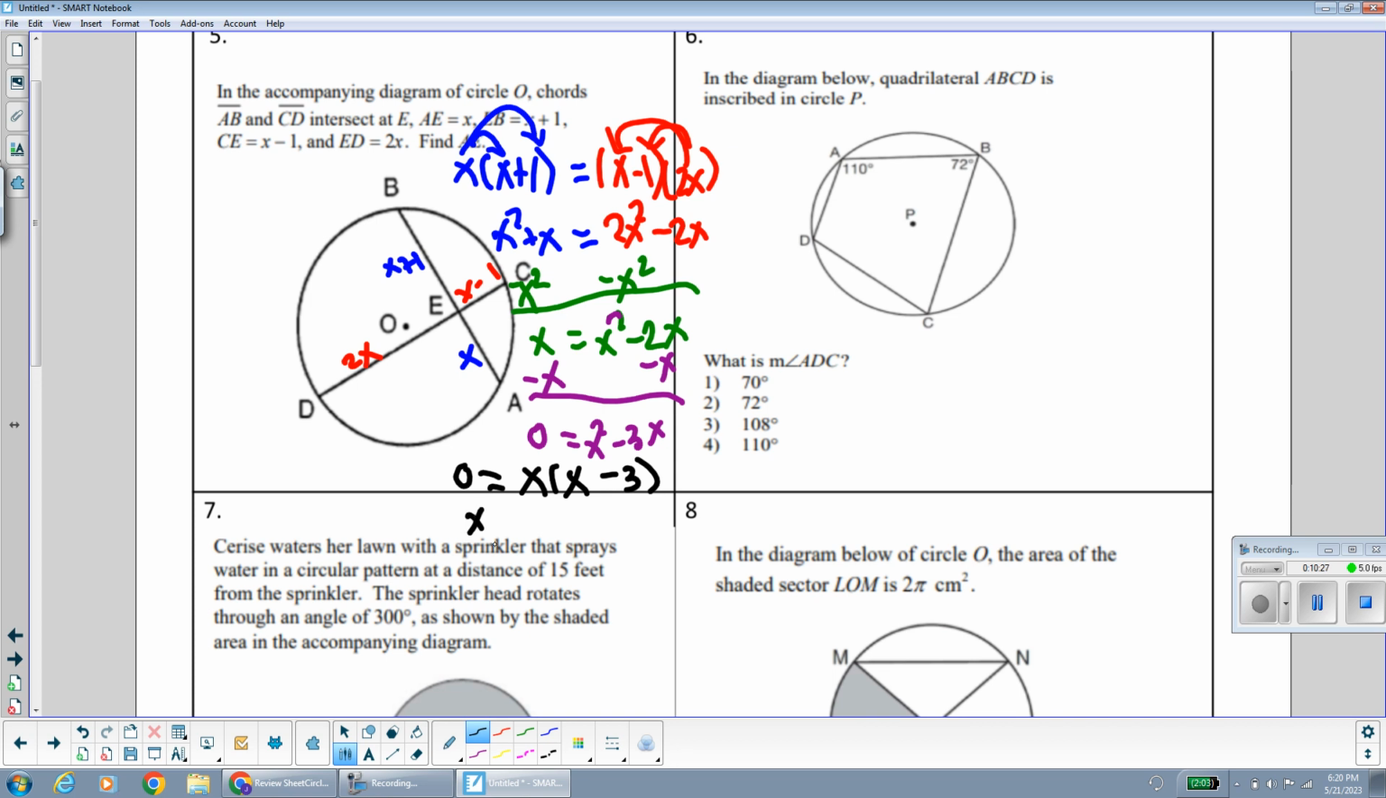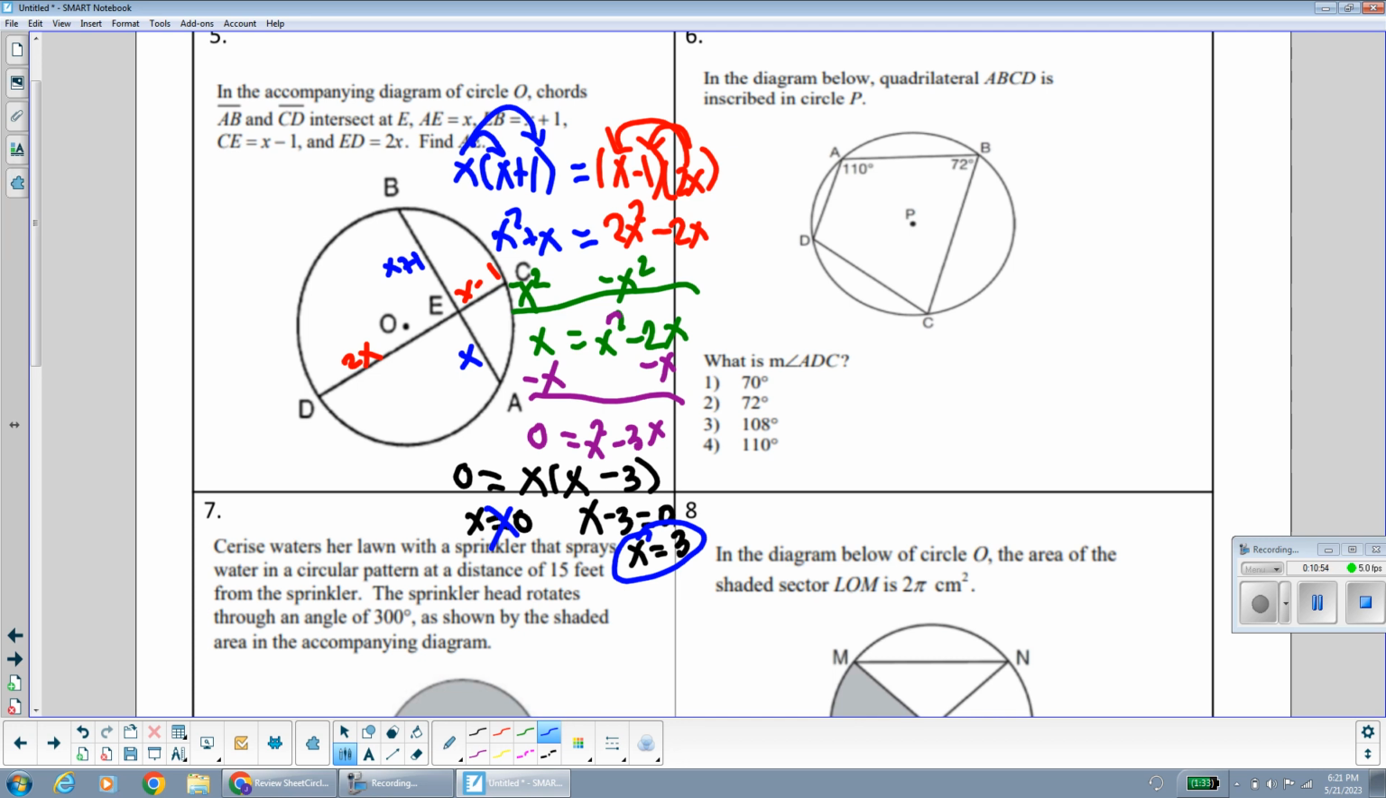So we have two solutions. We have x is equal to 0, and we have x minus 3 is equal to 0. If I add 3 to both sides, that's x is equal to 3. Now, it doesn't make sense for our length of AE to be 0. If it was, we wouldn't be able to see it. It wouldn't represent the length of a segment. So our length of AE, which is x, has to be 3. So the length of AE is 3.